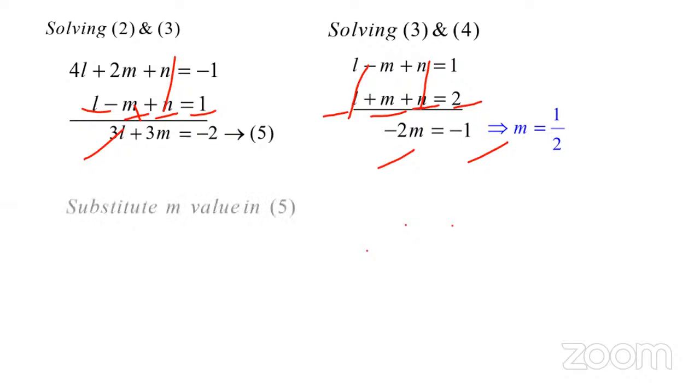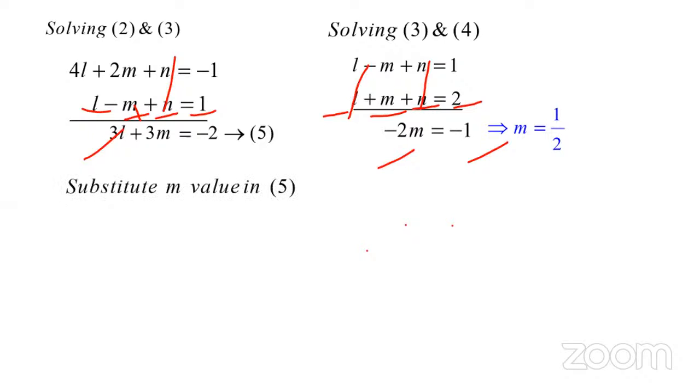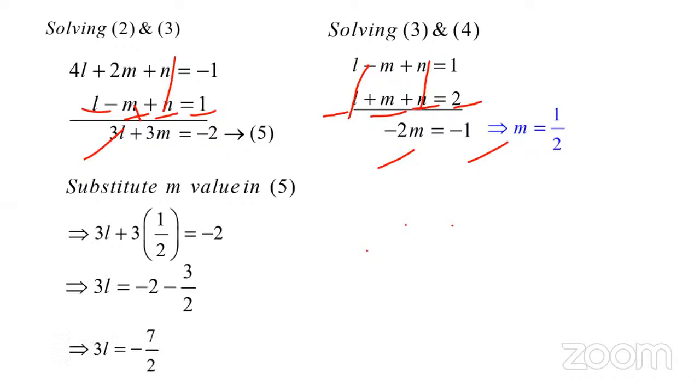Next, substitute the m value in equation number 5 to get the l value: 3l plus 3 of 1 by 2 equals minus 2. Just solve this: 3l equals minus 2 minus 3 by 2. Taking LCM, minus 4 minus 3 by 2 is nothing but minus 7 by 2, so l equals minus 7 by 6.